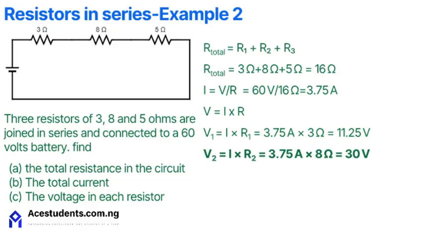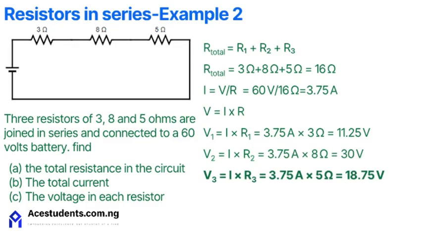Next, the voltage across R2. V2 equals 3.75 amperes times 8 ohms. That gives us 30 volts. Now for R3. V3 equals 3.75 amperes times 5 ohms. That equals 18.75 volts.